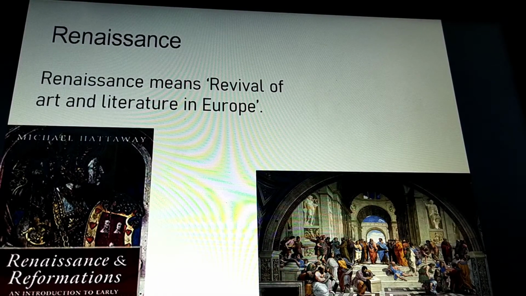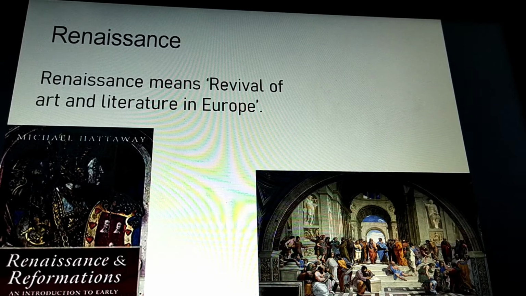Now we come to the Renaissance. Renaissance means revival of art and literature in Europe. Children, Renaissance was a cultural movement which began in Florence, Italy. This movement influenced literature, philosophy, art, science and religion.